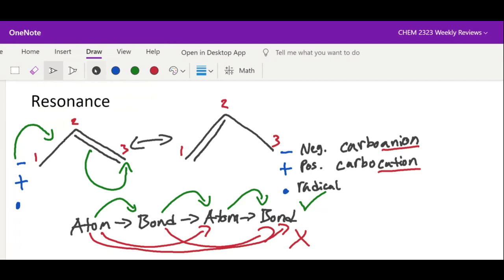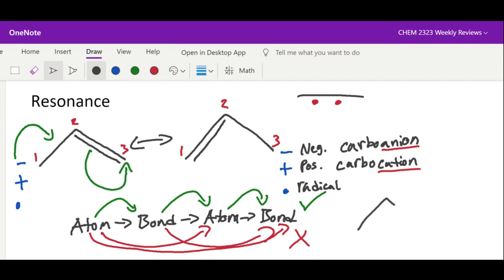All right, so the point is resonance. You have a charge, and that charge can move around the atom if it has a double bond. Remember, a bond is nothing but two electrons. I might have talked about this last week. A bond is two electrons. Resonance can occur as long as a charge is bonded to a carbon that contains a double bond. So it has to be one carbon away.